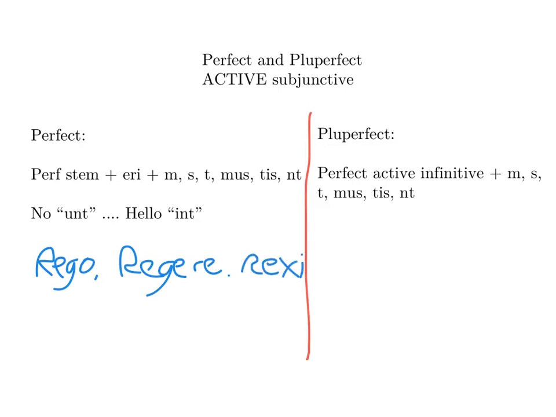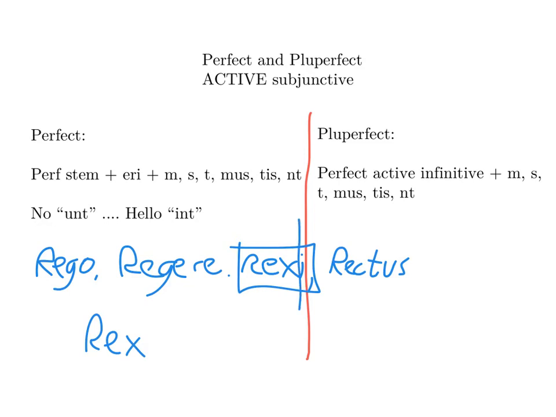I'm going to go ahead and just keep going over the line. I apologize. All right, rexi, rectus. So we're going to grab this third principal part, rexi, and we're going to remember that our root is rex. All right, so we chop the i. Whoosh. We put an eri. That's the key for the subjunctive here. And then your endings that you already know, m, s, t, mus, tis, nt.